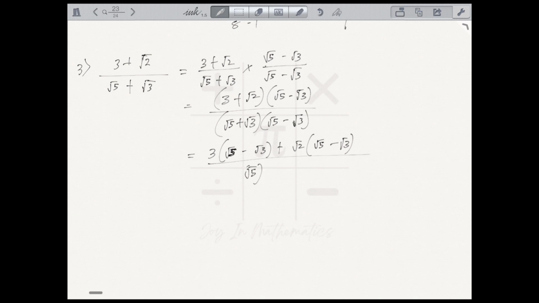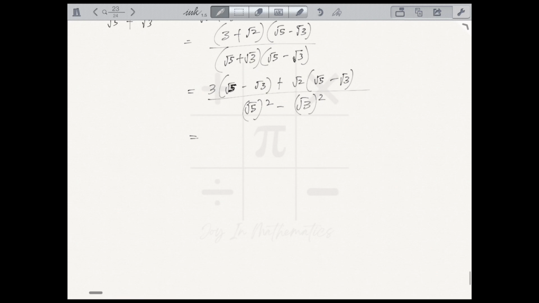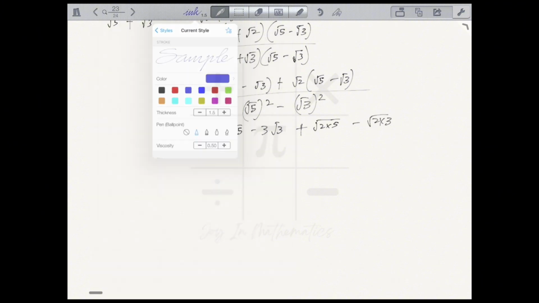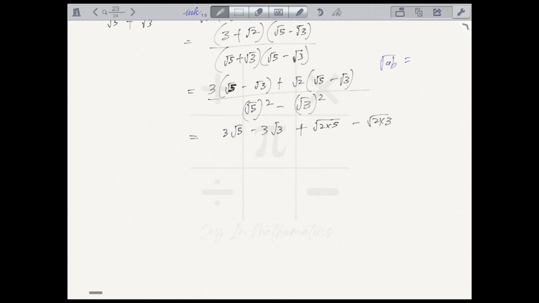Therefore, this will give us root 5 squared minus root 3 squared. So we simplify the numerator, we simplify the denominator, and then the problem is solved. The numerator now will give us 3 root 5 minus 3 root 3 plus root 2 times 5 minus root 2 times 3, because we are applying the law that says root AB is equal to root A multiplied by root B.